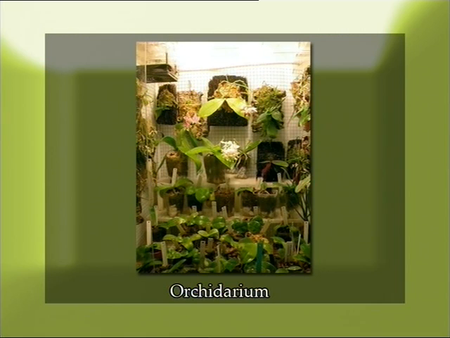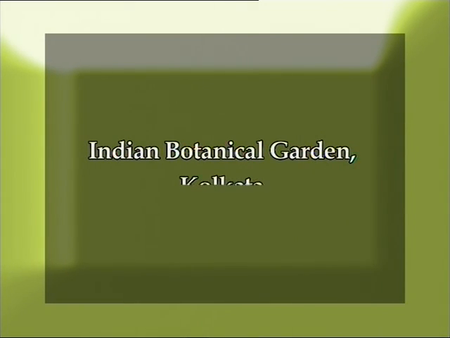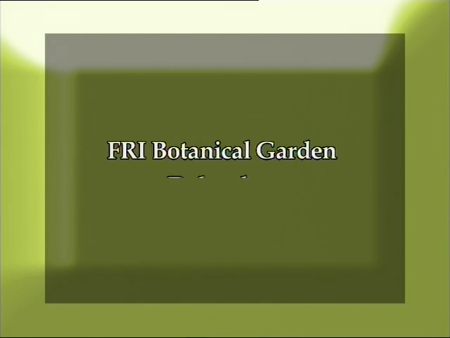Number 2, Orchidarium. It is a garden or its part where only orchids are grown. For example, National Orchidarium at Botanical Survey of India, Shillong. Number 3, Bamboosetum. It is a garden or its part where the main collection is of bamboos, as in the Indian Botanical Garden, Kolkata, and Forest Research Institute Botanical Garden, Dehradun.